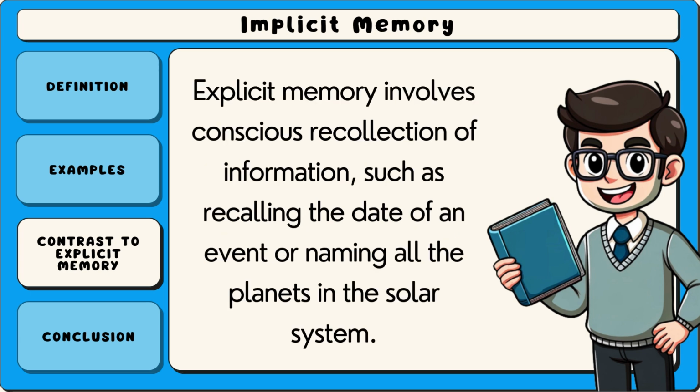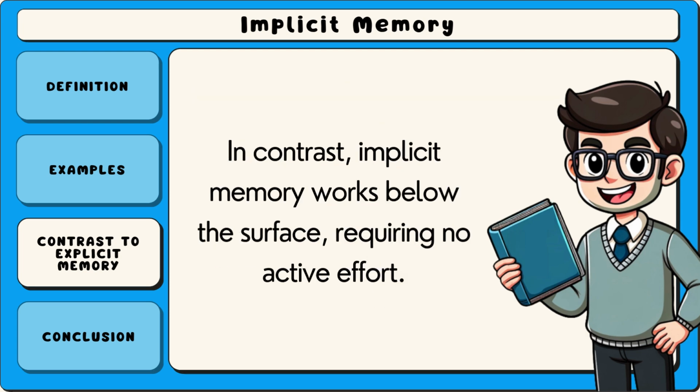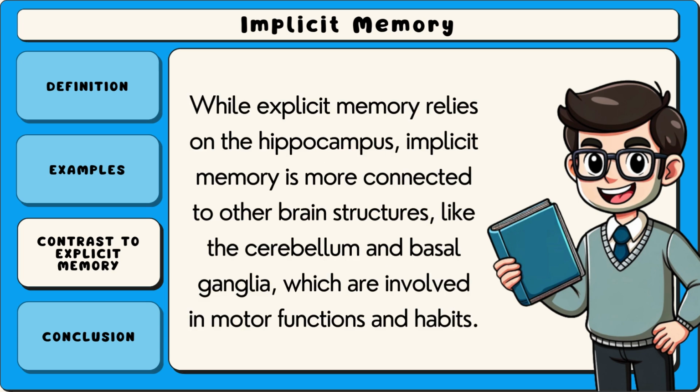Now let's consider how implicit memory contrasts with explicit memory. Explicit memory involves conscious recollection of information, such as recalling the date of an event or naming all the planets in the solar system. In contrast, implicit memory works below the surface, requiring no active effort. While explicit memory relies on the hippocampus, implicit memory is more connected to other brain structures like the cerebellum and basal ganglia, which are involved in motor functions and habits.